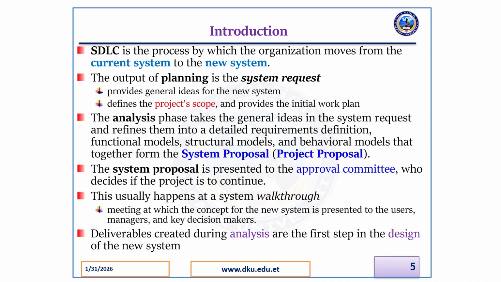Okay, so what is the system proposal? The system proposal is presented to the approval committee, who decides if the project is to continue. This usually happens as the system works through. That means there is a meeting at which the concept for the new system is presented to the users, the managers, and key decision makers. And the other important point here is deliverables. The deliverables created during analysis are the first step in the design of the new system.